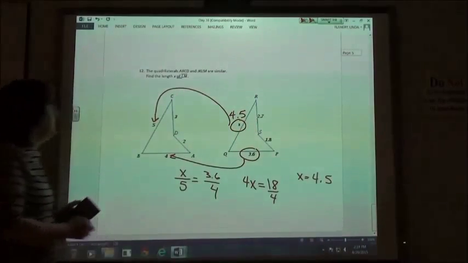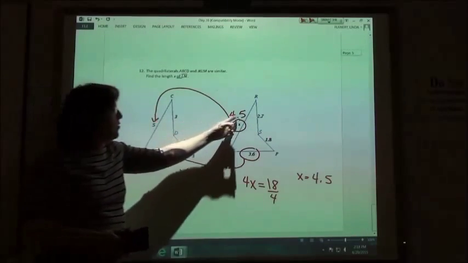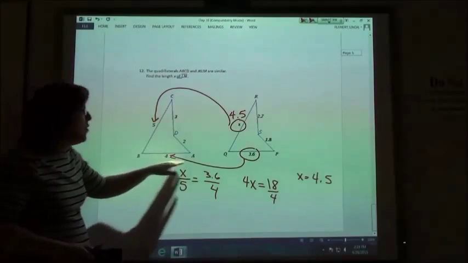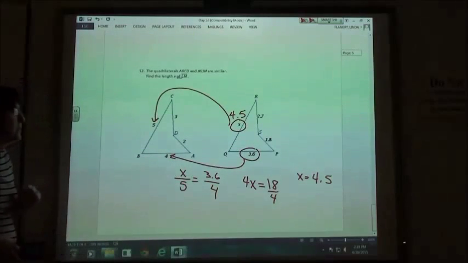4.5. This side is 5. Here we got 4.5. This side was 4. It went with 3.6. And so forth.